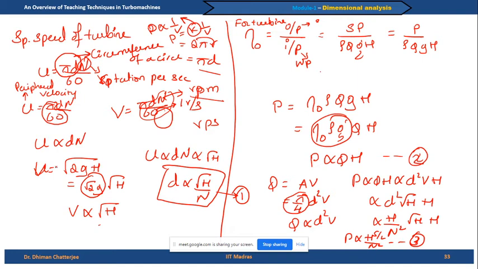U or v, they are both velocities only. So u equal to root 2gh. Now root 2g is again a constant, so I am removing root 2g and introducing a proportionality sign. So again v is directly proportional to root h. Now u is directly proportional to dn and it is directly proportional to root h. Therefore d becomes, bring n to this side, root h by n. So this is your first equation.